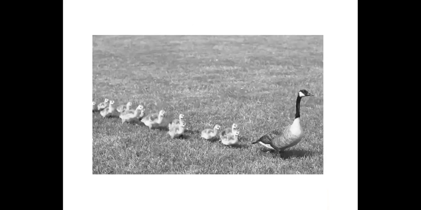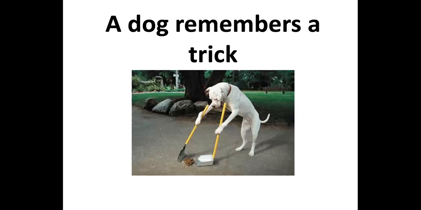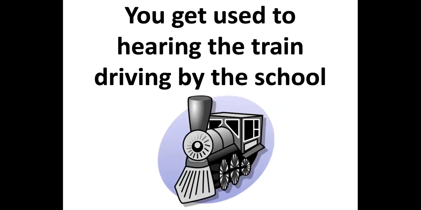What kind of learned behavior? What is this a picture of? The ducks following the geese. What's it called? Begins with an I. Imprinting, very good. A dog remembers a trick. You keep doing it until you get it. Blank and blank. Begins with a T. Training. You might do several of these tricks. How about trial and error? Trial and error. You get used to hearing the train driving by the school. Habituation. If you remember the word habit though, you'll know.